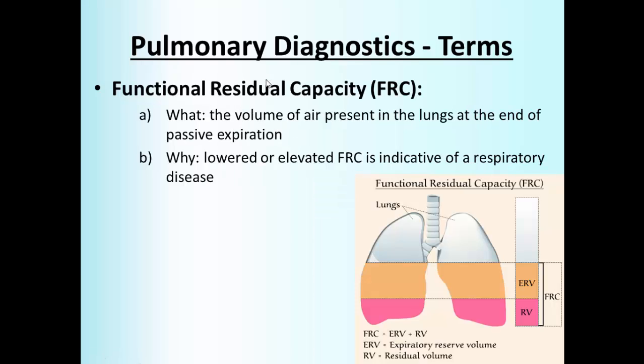Functional residual capacity, or FRC, is the volume of air present in the lungs at the end of passive expiration. At functional residual capacity, the elastic recoil forces of the lungs and chest wall are equal but opposite, and there is no exertion by the diaphragm or other respiratory muscles. We test this because a lower or elevated FRC is often an indication of some form of respiratory disease.